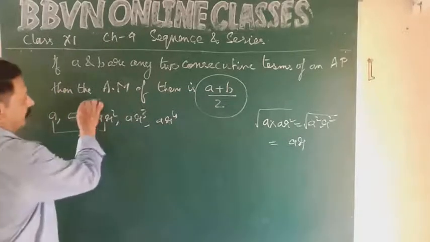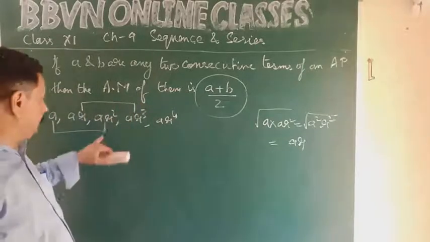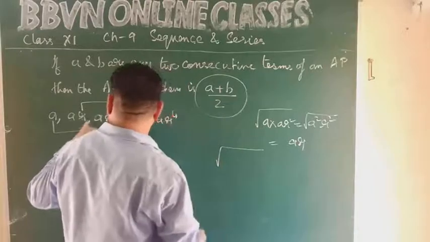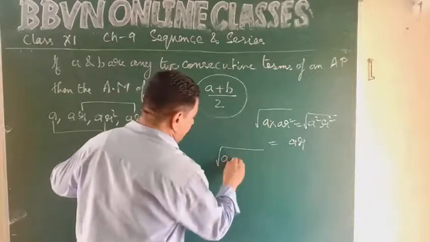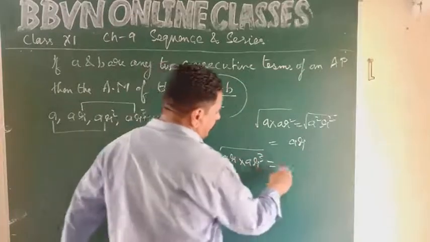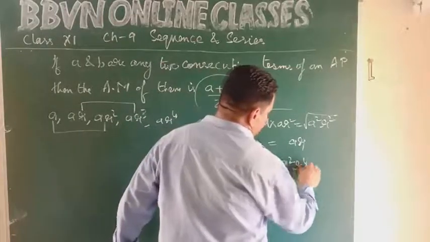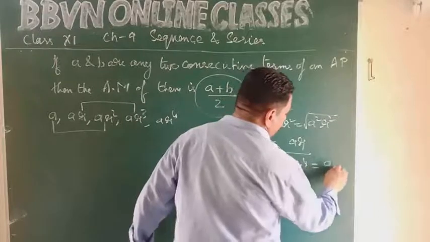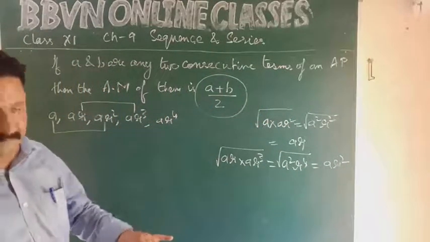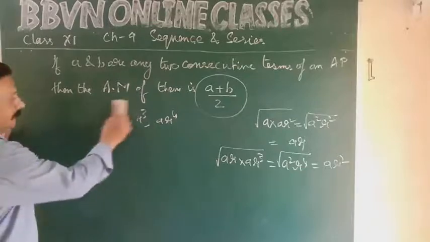Now second और fourth term का geometric mean, third term आना चाहिए. So square root of the product of second and fourth term: ar into ar cube. What do I get? Square root of a square r power 4, which is ar square. This is the third term. So yes, it is the geometric mean. So what do we conclude from this?